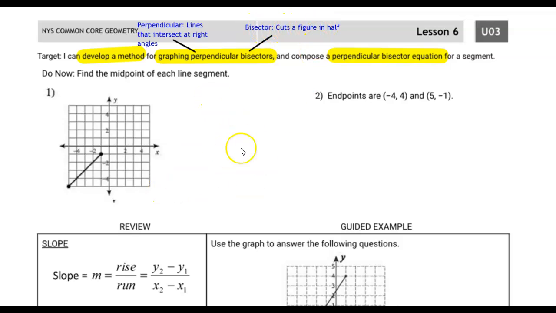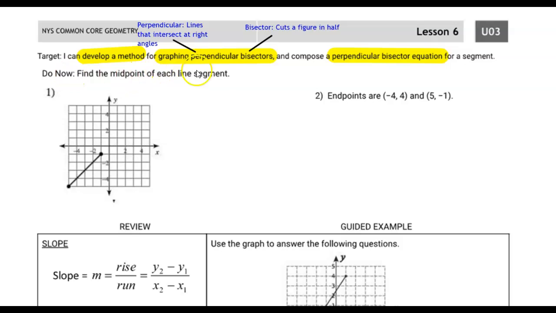So if I give you a line segment, you should be able to find a perpendicular bisector, something that is perpendicular, forms right angles with the line segment, and cuts that line segment in half. Once you find or graph the perpendicular bisector, you must be able to compose its equation. It's actually a little bit easier than you might think, but it just requires a couple of steps that you need to keep in mind.